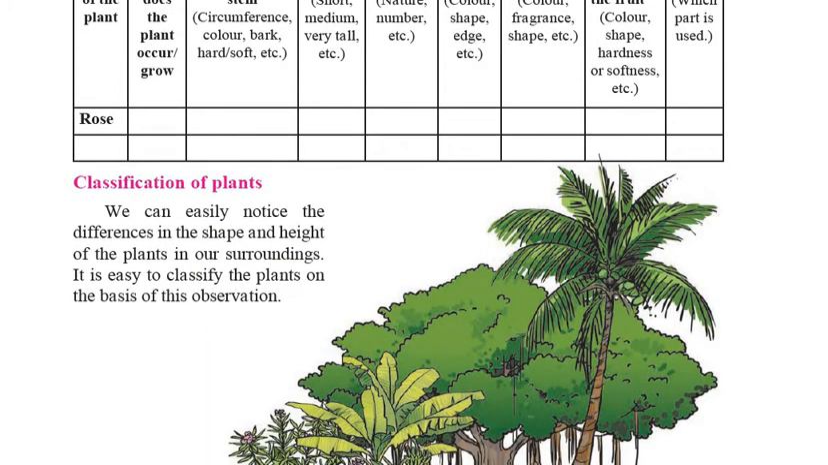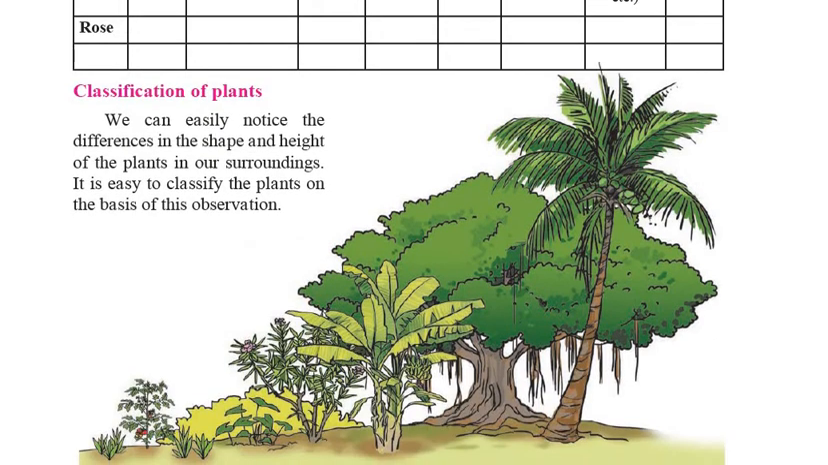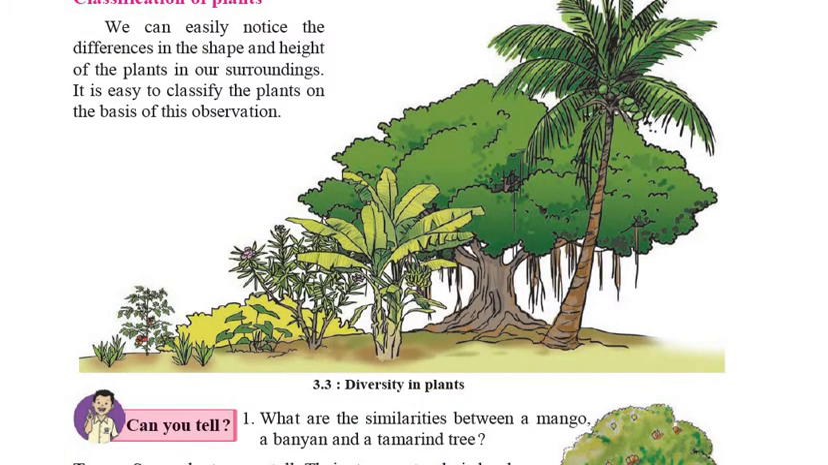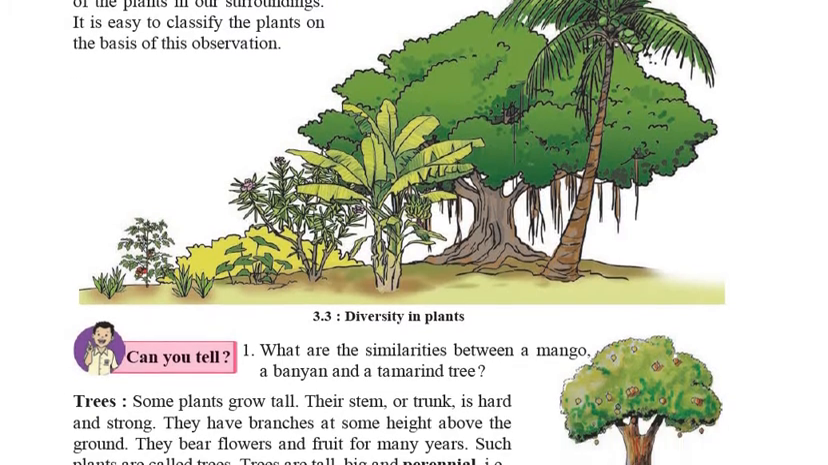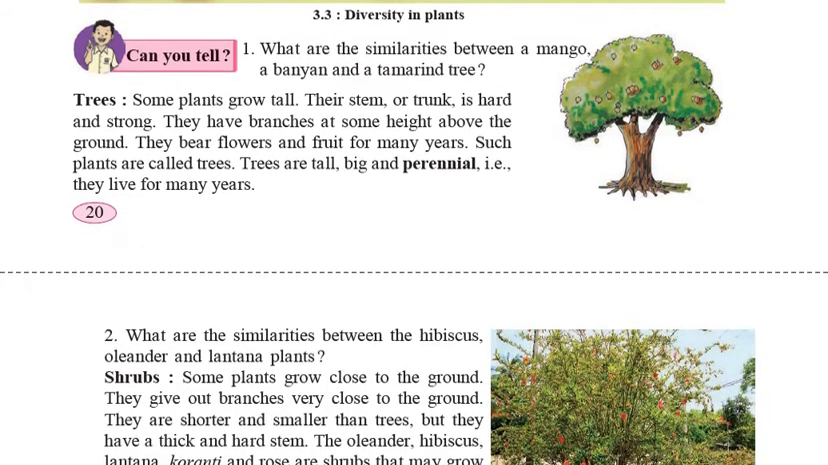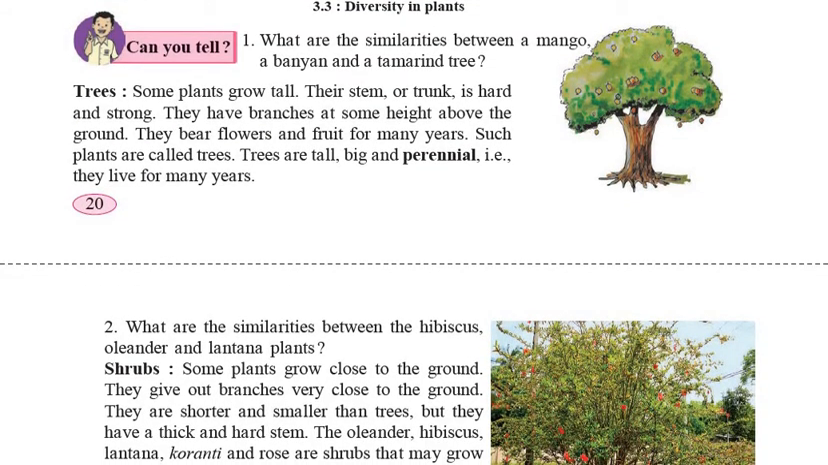Classification of plants. We can easily notice the differences in the shape and height of the plants in our surroundings. It is easy to classify the plants on the basis of this observation. Can you tell what are the similarities between mango, banyan, and tamarind trees? Some plants grow tall. Their stem or trunk is hard and strong. They have branches at some height above the ground. They bear flowers and fruits for many years. Such plants are called trees. Trees are tall, big, and perennial. They live for many years.